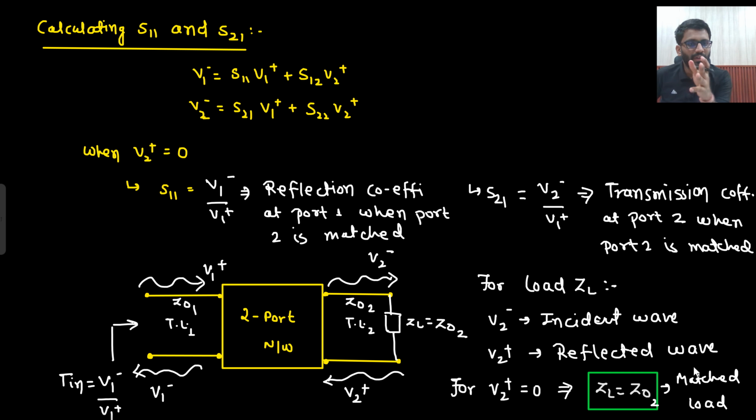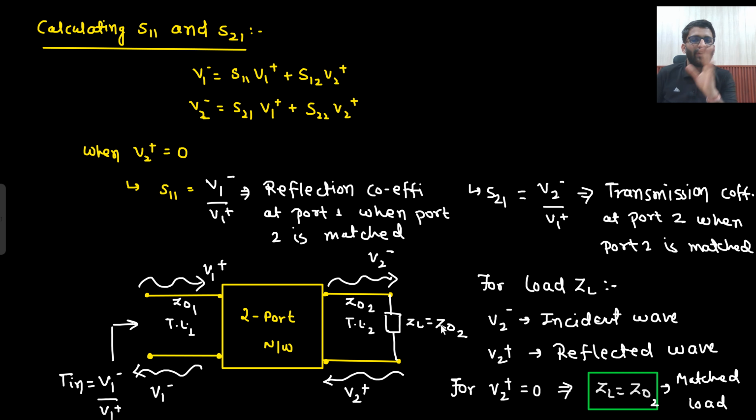The reflection coefficient at port 1 when port 2 is matched is V1 minus divided by V1 plus, because this is the incident wave and this is the reflected wave. The transmission coefficient is V2 minus divided by V1 plus, but at port 2, because the wave is transmitted at port 2 only. So the transmission coefficient at port 2 when port 2 is matched. Is that clear to you? This is how we are going to find S11 and S21.